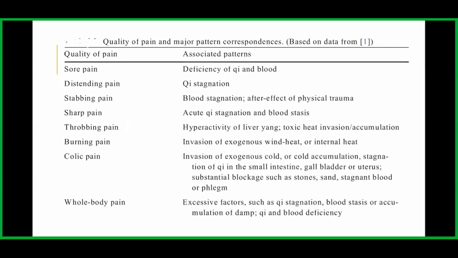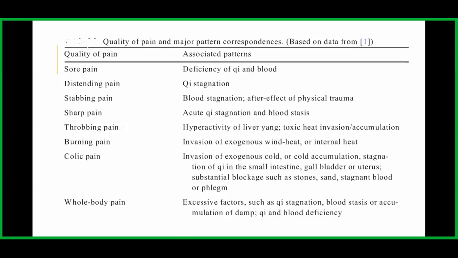Here we'll look at the quality of pain and the major pattern correspondences. If the quality of pain is sore, then that is a deficiency of qi and blood. If there's distending pain, it is qi stagnation. Stabbing pain is blood stagnation, which is an after effect of physical trauma. When there's sharp pain, it's an acute qi stagnation and blood stasis. When there's throbbing pain, it's hyperactivity of liver yang or toxic heat invasion or accumulation. When there's burning pain, that's an invasion of exogenous wind heat or internal heat.